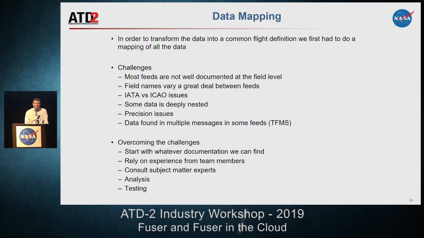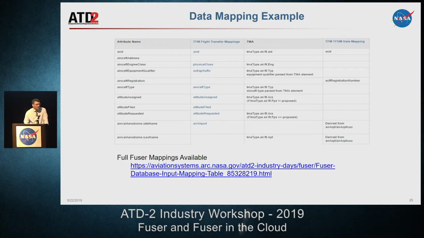So we spent a lot of time figuring out, okay, if we're going to call this an aircraft type, where is the aircraft type in TFMS? Where is the aircraft type in TBFM? Which messages does it come in? At what level of the XML does it come in? I know this is pretty microscopic, but at that link at the bottom, on the left is what the fuser is calling it, and on the columns over there are the nested levels we found it in those source feeds.